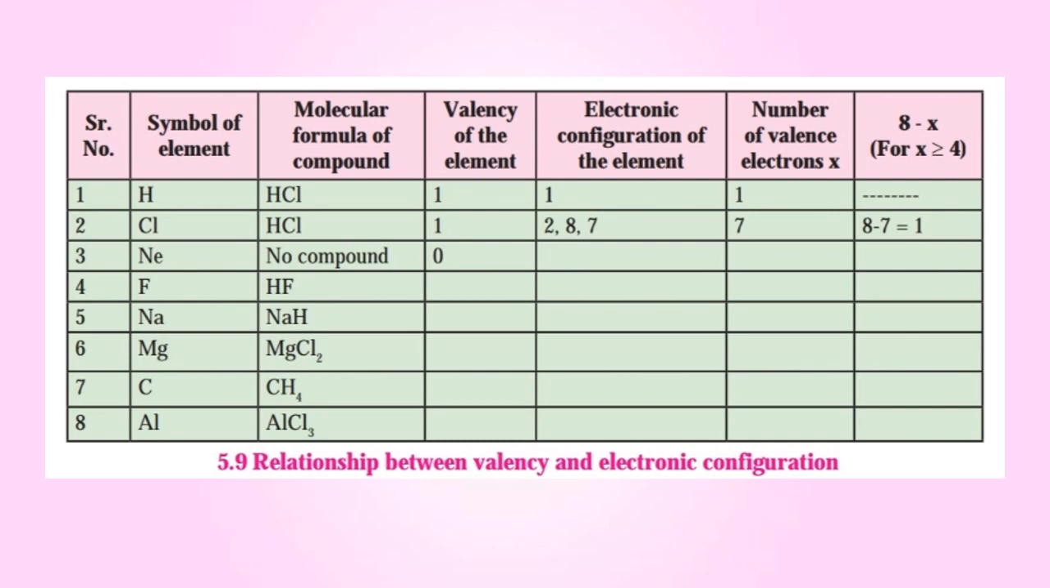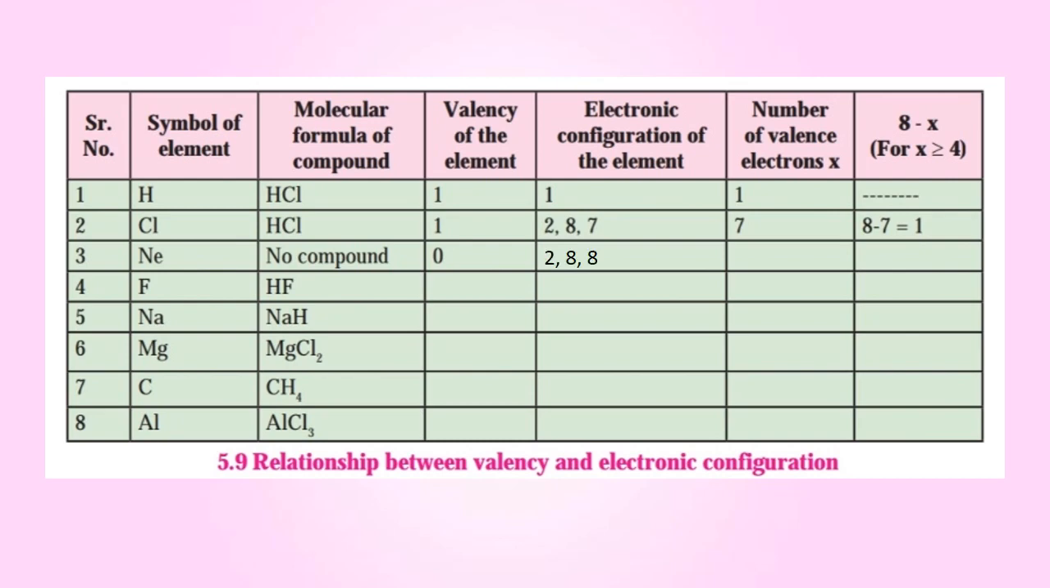So the first one we have for H, that is hydrogen. Molecular formula is HCl. Valency they have written 1. Electronic configuration is again 1. Number of valence electron is 1. Number of valence electrons means the electrons present in the outermost shell. So 1. And the last column they put a dash. We'll do one new sum and then see.